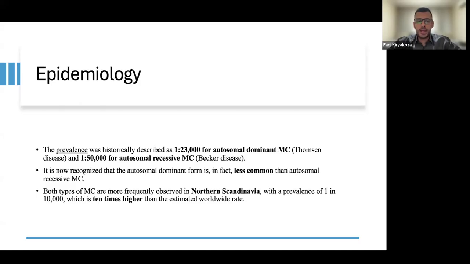So what about epidemiology? Historically, the prevalence of myotonia congenita was described as 1 in 23,000 for the autosomal dominant form, which is Thomson disease, and 1 in 50,000 for autosomal recessive myotonia congenita, which is Becker disease. But it is now recognized that the autosomal dominant form is in fact less common than the autosomal recessive. For example, in a cohort of 300 patients in the UK, only 37% were found to have autosomal dominant Thomson disease. The rest all had autosomal recessive Becker disease. Geographically, both forms are more frequently observed in northern Scandinavia, with a prevalence of 1 in 10,000. This is 10 times higher than the estimated worldwide rate.